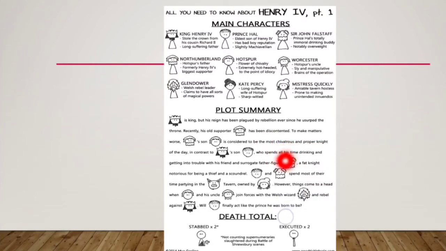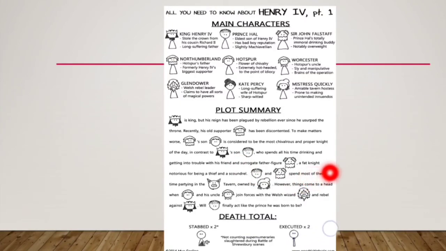Now, Sir John Falstaff is portrayed as scheming, conniving, as well as a bore. He is always up for drinking and revelry, and he is not interested in taking care of courtly affairs. Though he is a knight, he spends a good amount of time in the taverns. He is notorious for being a thief and scoundrel. Hal and Falstaff spend most of their time partying in the tavern, which is owned by Mistress Quickly.